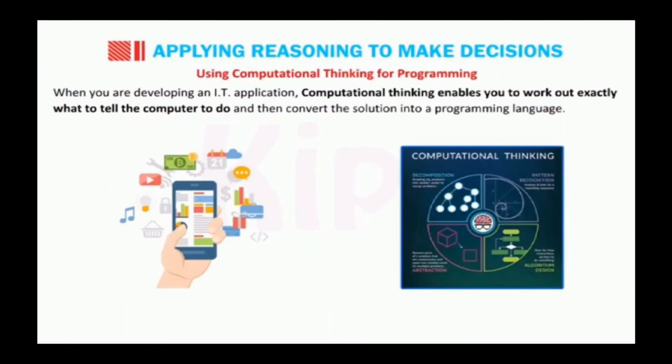Now, using computational thinking for programming. When you are developing an IT application, computational thinking enables you to work out exactly what to tell the computer to do and then convert the solution into a programming language. Children, understand, before creating any software or programs, we need to create an algorithm. Means first find the problem, then write down the steps to solve it. That is an algorithm. Then we convert that algorithm into a flow chart. After that, the flow chart is converted into a program sequence.